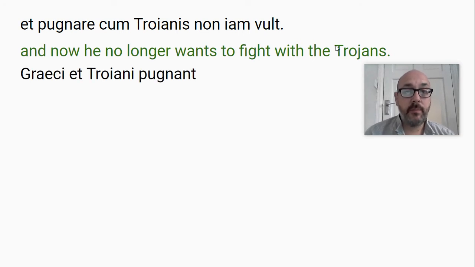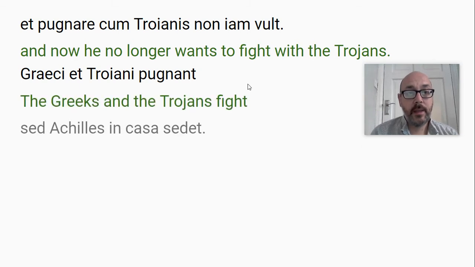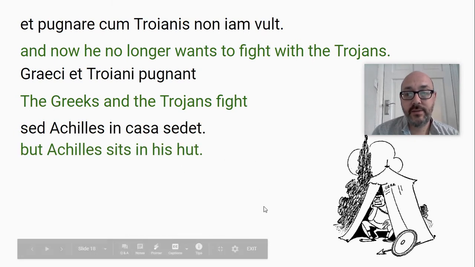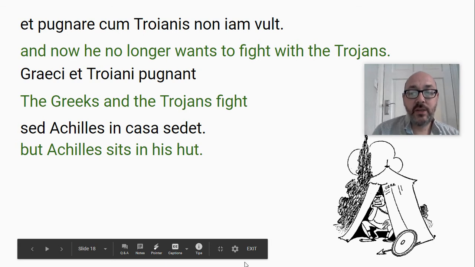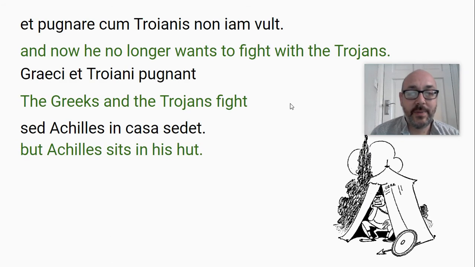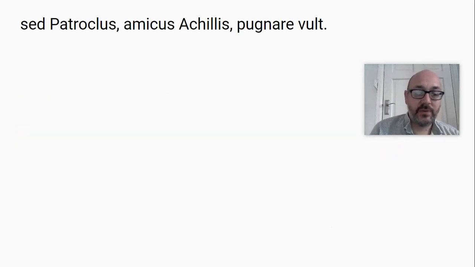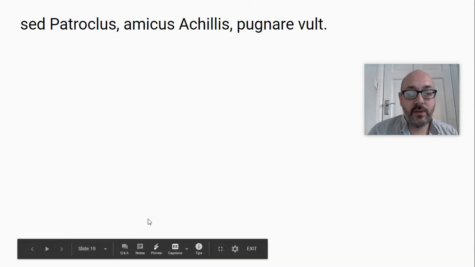Graeci et Troiani pugnant. The Greeks and the Trojans fight. That's quite straightforward. Sed Achilles in casa sedet, but Achilles sits in his house. There he is, sitting in his house, his hut. He's usually described as sitting in his tent, but anyway, hut, tent, house, whatever. It's not a house, is it? But it's a kind of soldier's dwelling place.